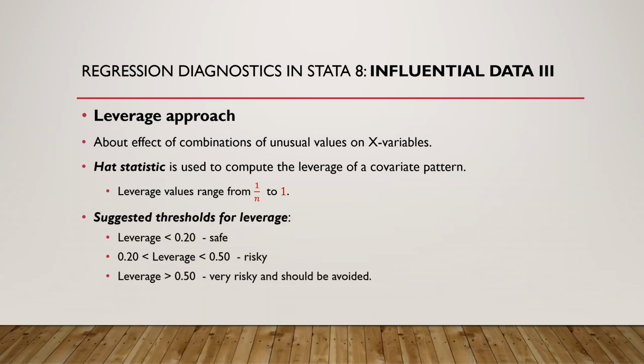So we have a maximum value of 1. The following are the suggested thresholds for leverage. If a leverage value is less than 0.2, we say the data set is safe. But if we have a value between 0.2 and 0.5, we can consider that value to be risky. And a leverage value greater than 0.5 tells us that the observation is very risky and should be removed or avoided.